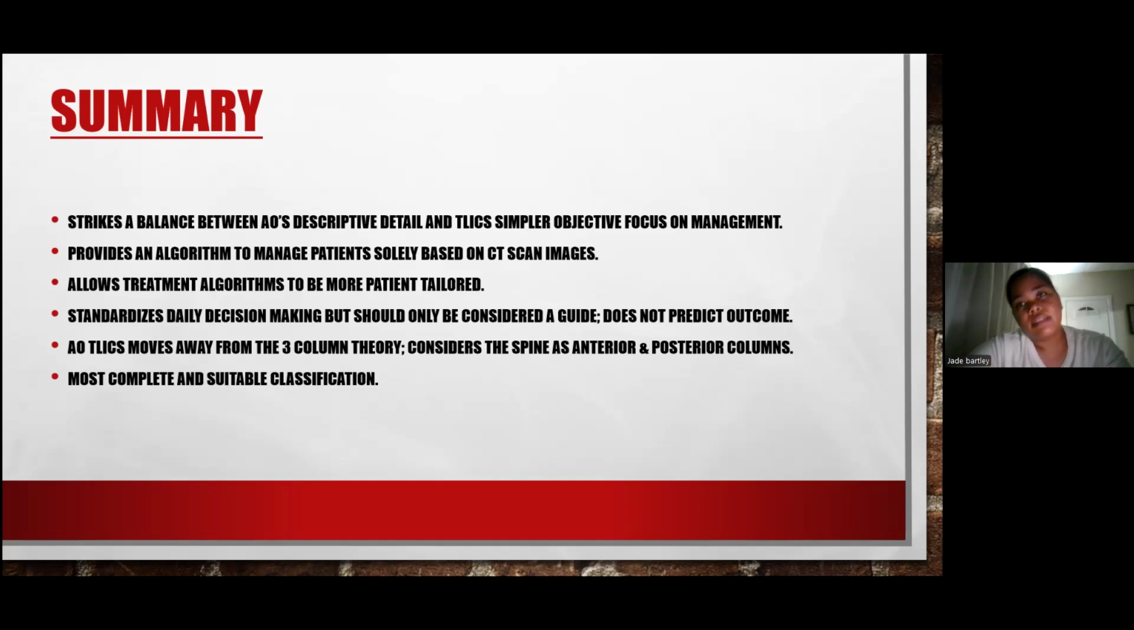So yes, you have these classification systems, but it does not mean that you need to follow them to the T. It should just be used as a guide. It also moves away from the three-column theory and considers the spine as an anterior and posterior column, which is different from the Denis three-column model. And it's the most complete, most reliable of the classifications and suitable.